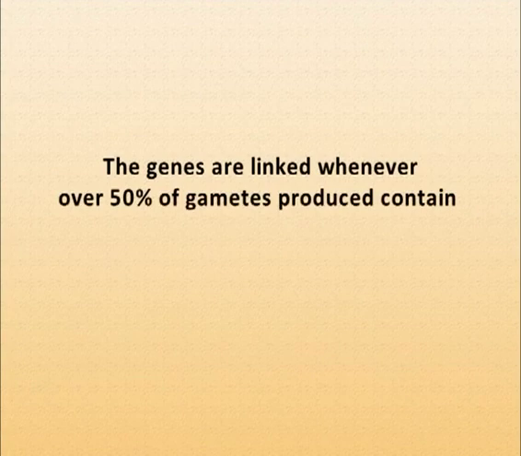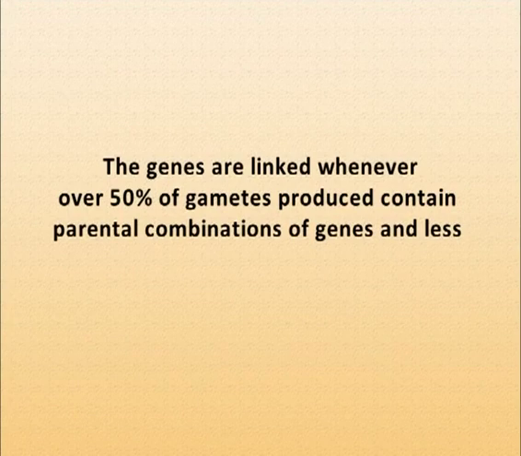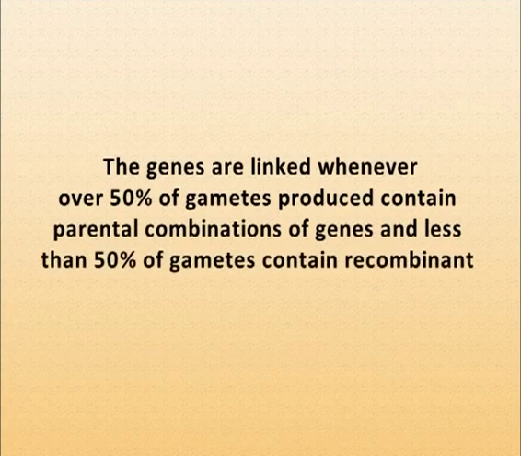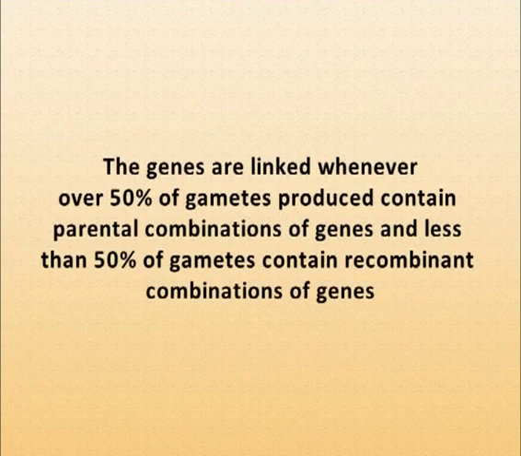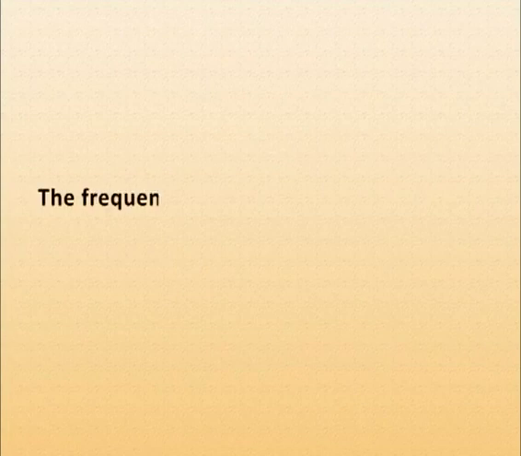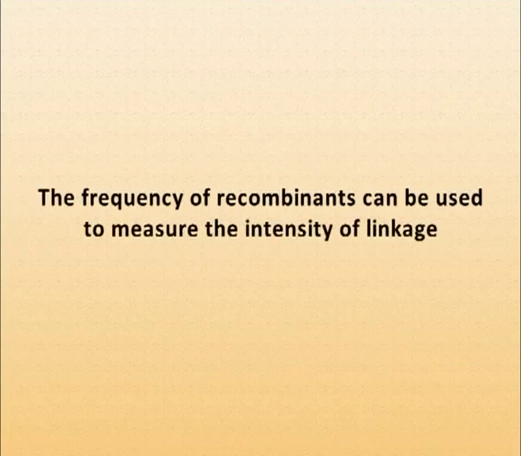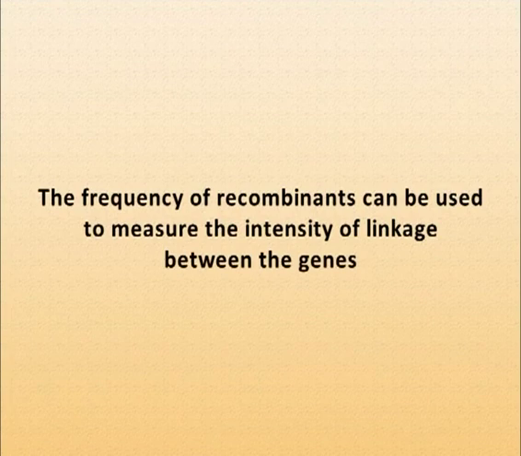Thus, genetic markers or genes located on the same chromosome tend to remain together during sexual reproduction and do not exhibit independent assortment. The genes are said to be linked whenever over 50% of gametes produced contain parental combinations of genes and less than 50% of gametes contain recombinant combinations of genes. The easiest way of finding out the proportion of parental and recombinant types is to make a test cross. The frequency of recombinants can be used to measure the intensity of linkage between the genes.